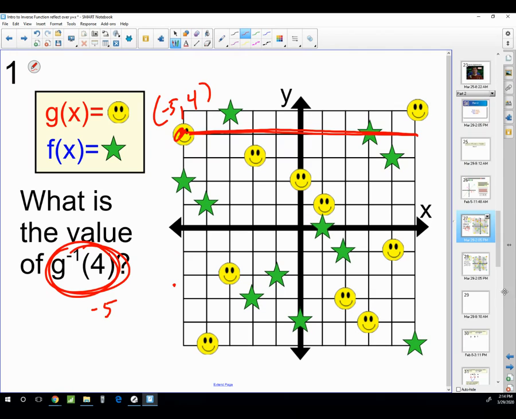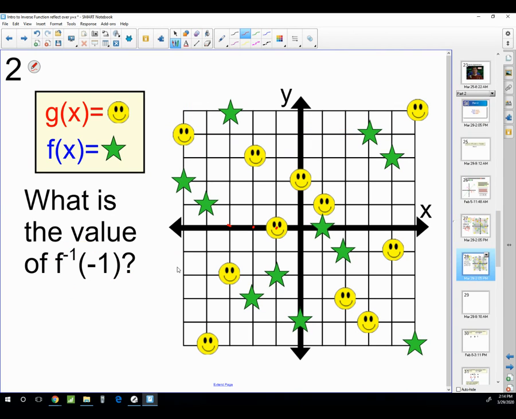All right, problem 2. See if you can come up with the answer. So F inverse of -1, that means we would draw that, and we're dealing with the F function. So we're right here, and -1 is that y coordinate, and the x coordinate is 2. So F inverse of -1 is 2.